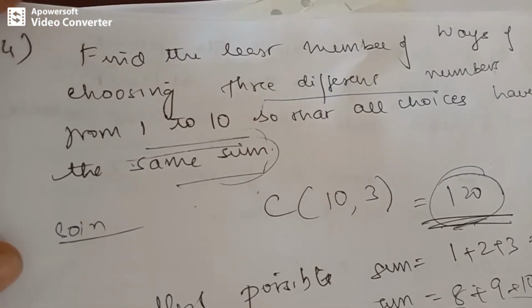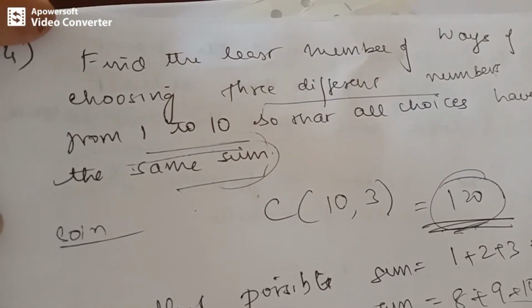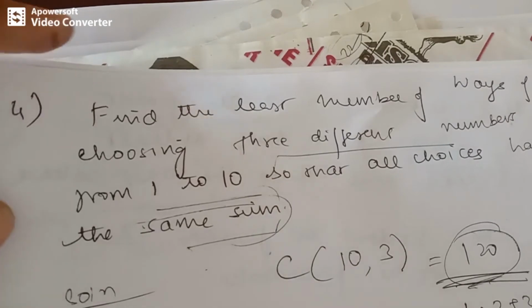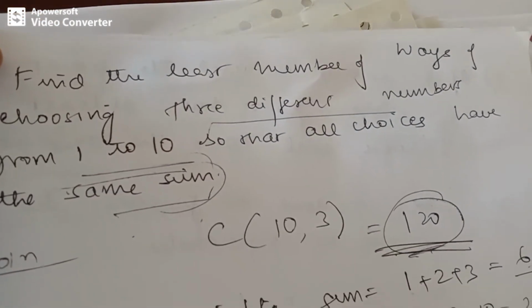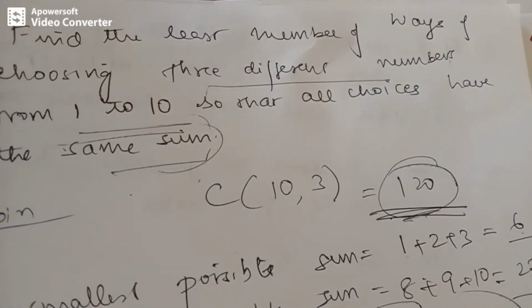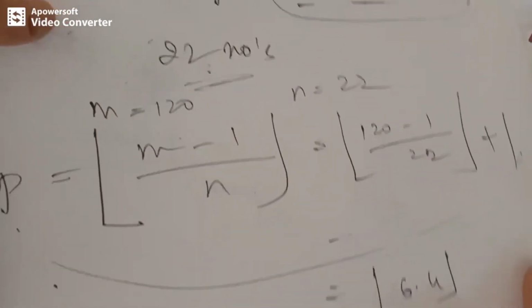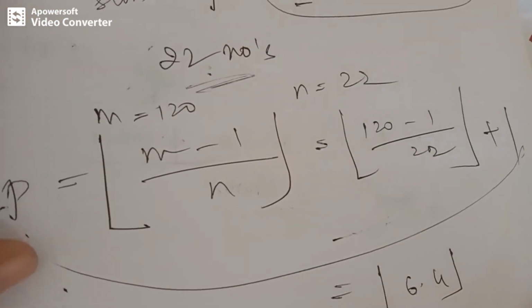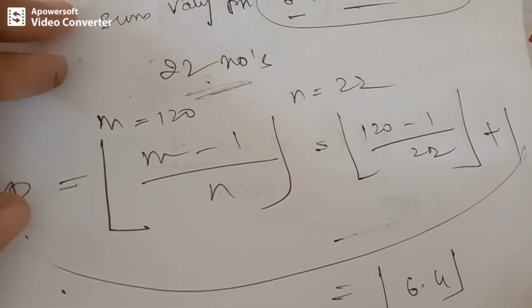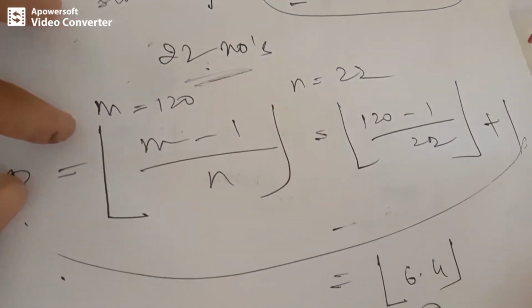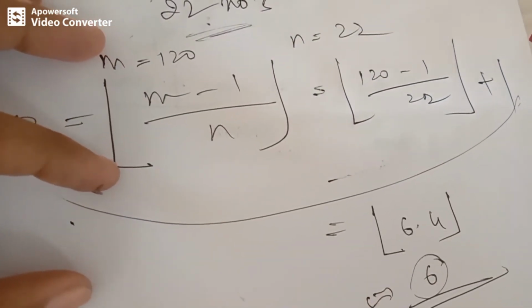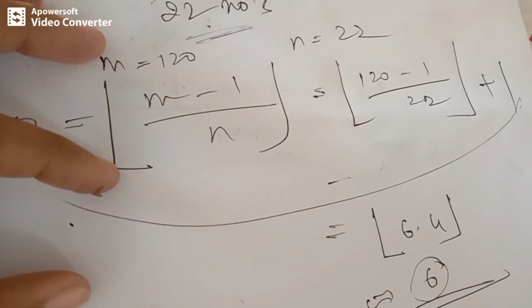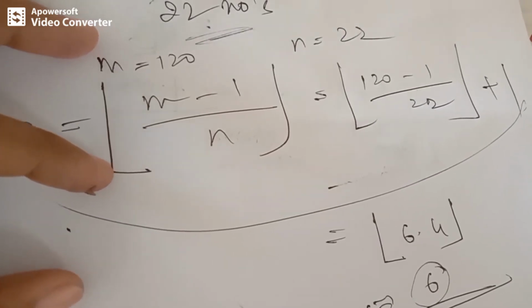So 6 choices will have the same sum, or 6 is the number of ways of choosing 3 different numbers such that all choices have the same sum. So this is the value, or the least number of ways in which we can have all the choices having the same sum. Quite a different problem, however you need to understand it very clearly.